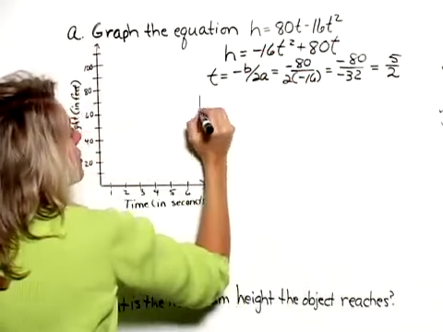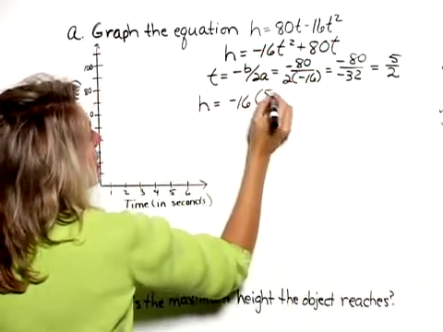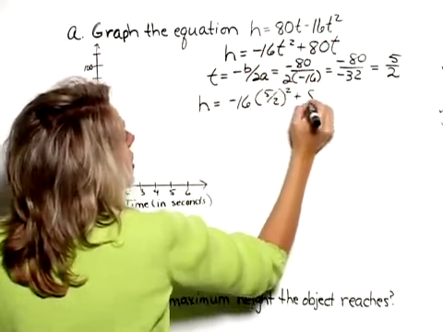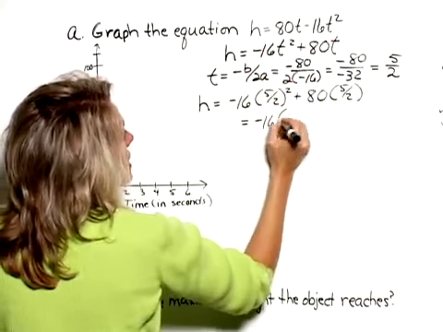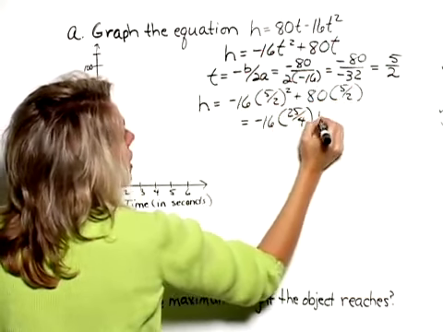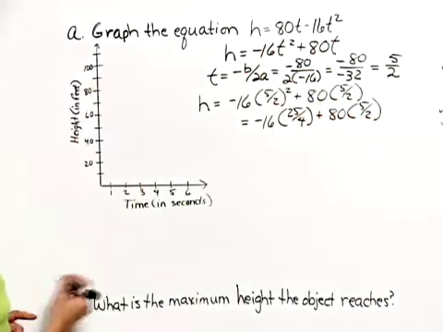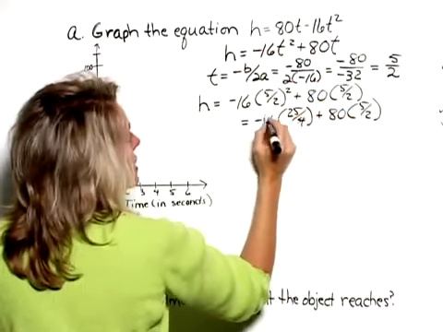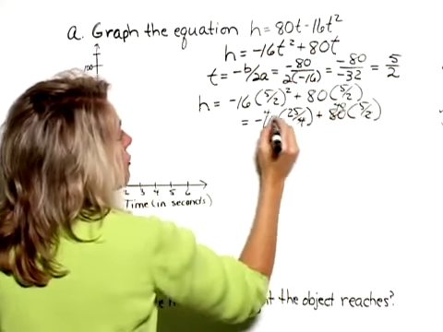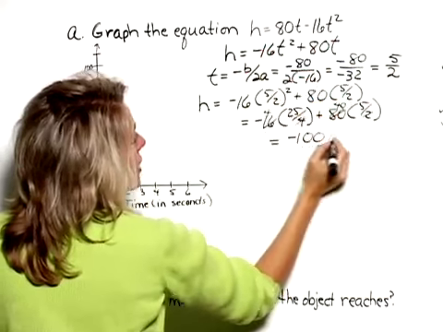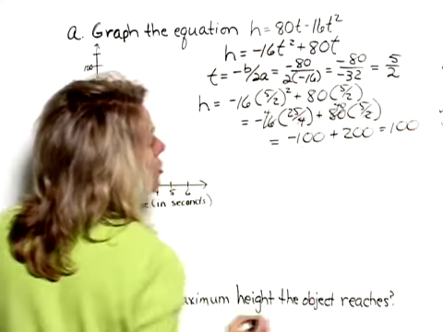Now let's take 5/2 and put it back into our equation, and we have negative 16 times 5/2 squared plus 80 times 5/2. And that's equal to negative 16 times 25 over 4 plus 80 times 5/2. We'll do some canceling here to make our arithmetic a little easier. 4 goes into 16 4 times, and 2 into 80 40 times, giving us negative 4 times 25 is negative 100, and 40 times 5 is 200, and that's equal to 100.